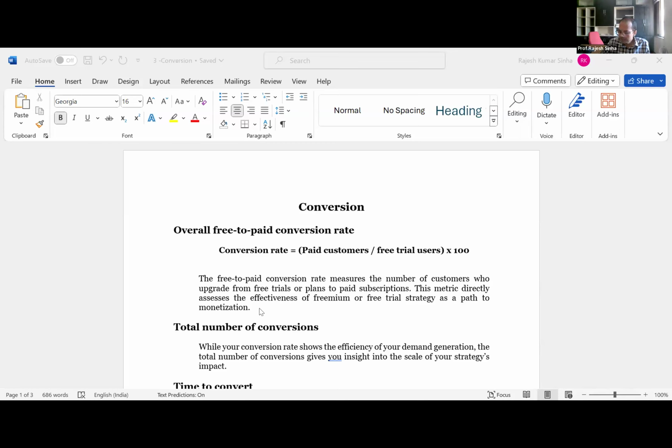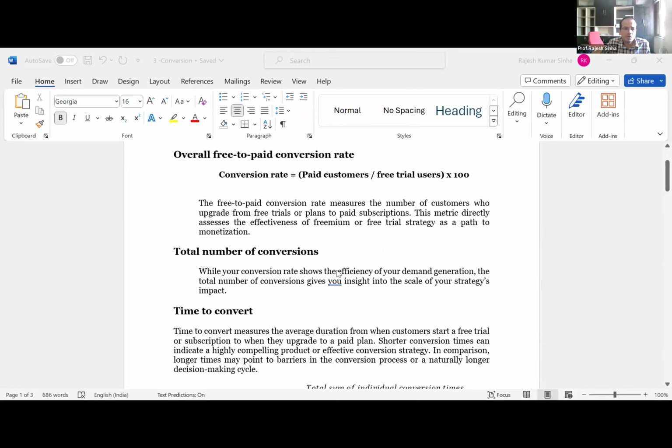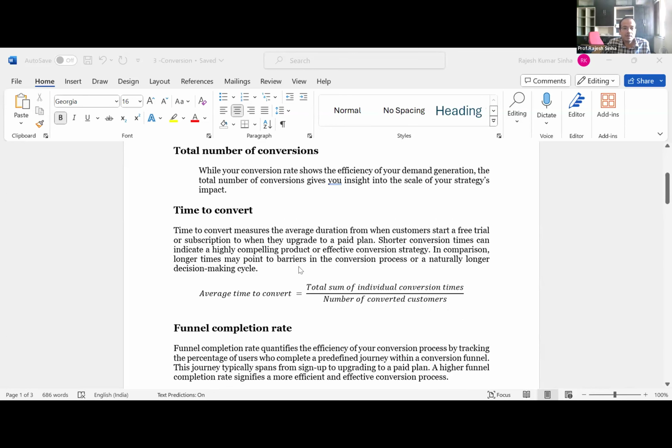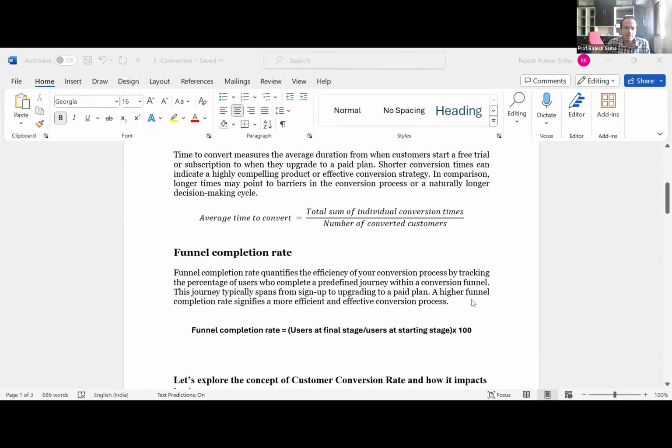Nowadays, acquiring customers has become important, and it is very expensive also. Whether it is a retailer or cab or restaurant, they are actually coming up with small schemes. Big marketers, including small marketers, all of them are getting into this mode of thinking. This total number of conversions is also important. Time to convert, the average time to convert, is the total sum of individual conversion times divided by the number of converted customers. This is also an important metric, on average, how much time customers are taking.